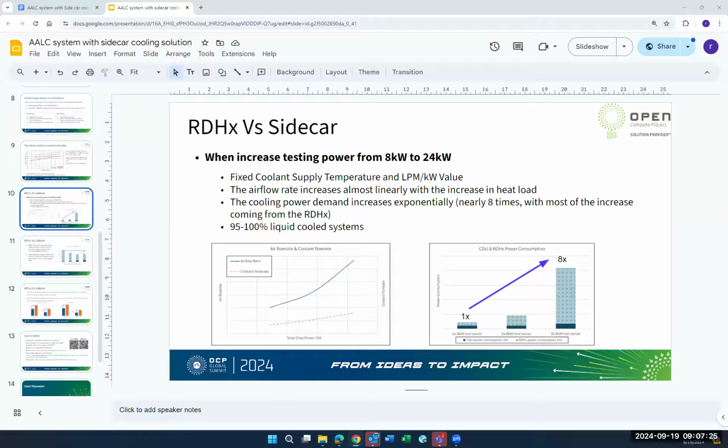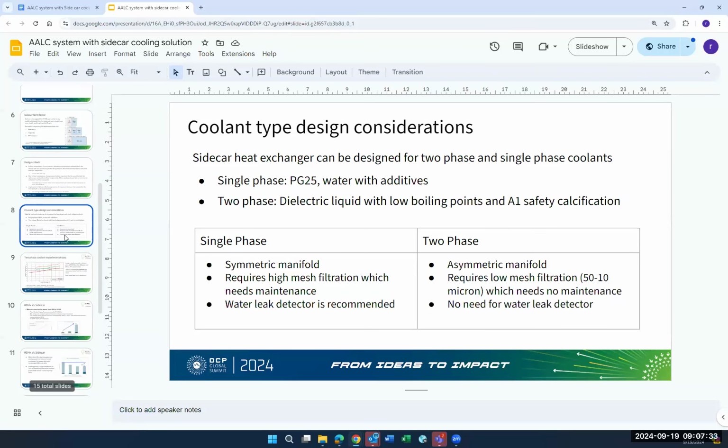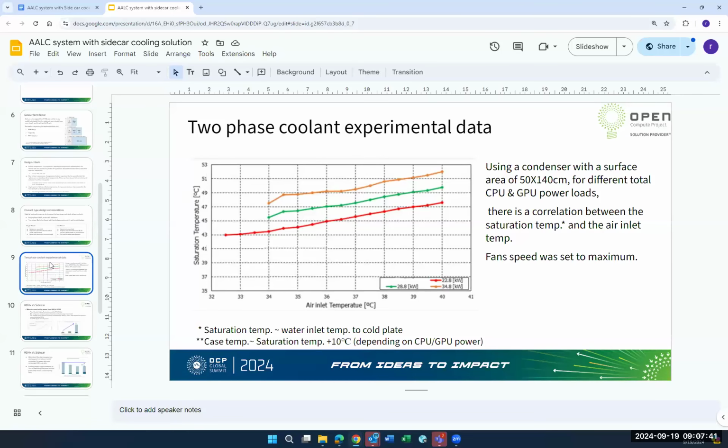Yeah, I want to talk about the two-phase. Like last time we were discussing the form factor, and after that, I want to continue on the coolant, these two slides, what kind of data we're presenting here, and how is that important to compare between single phase and two phase heat exchangers. Can we talk about that for some time?